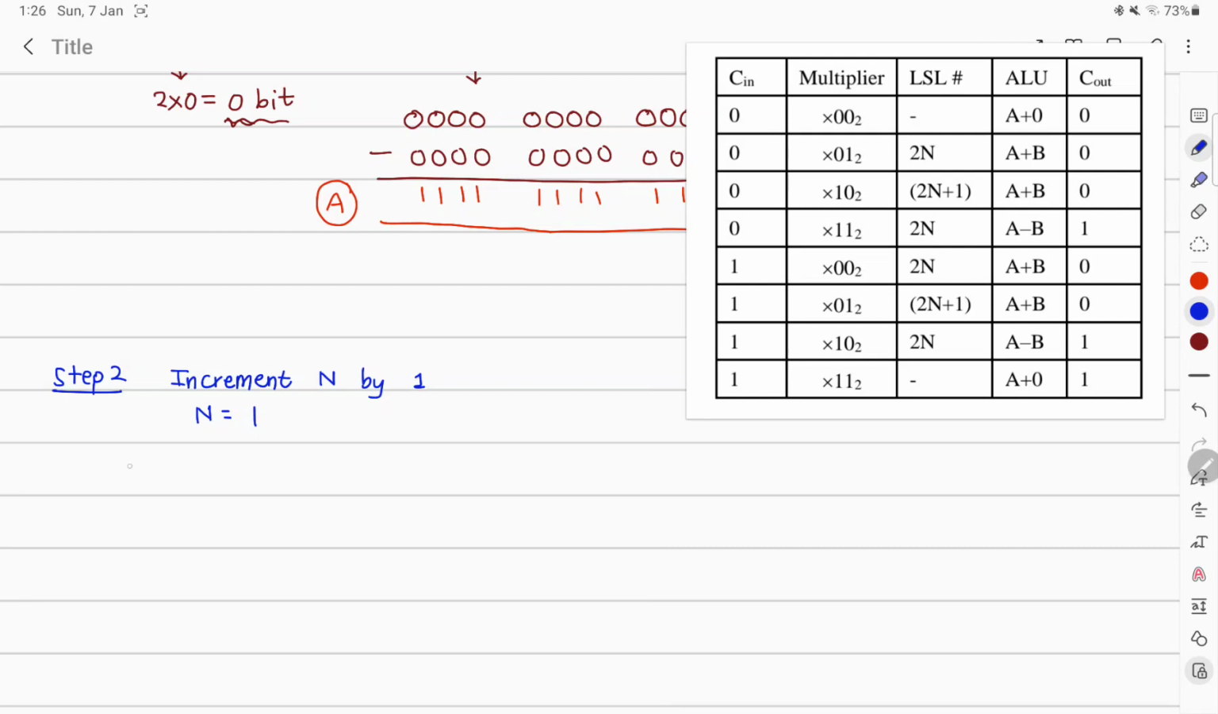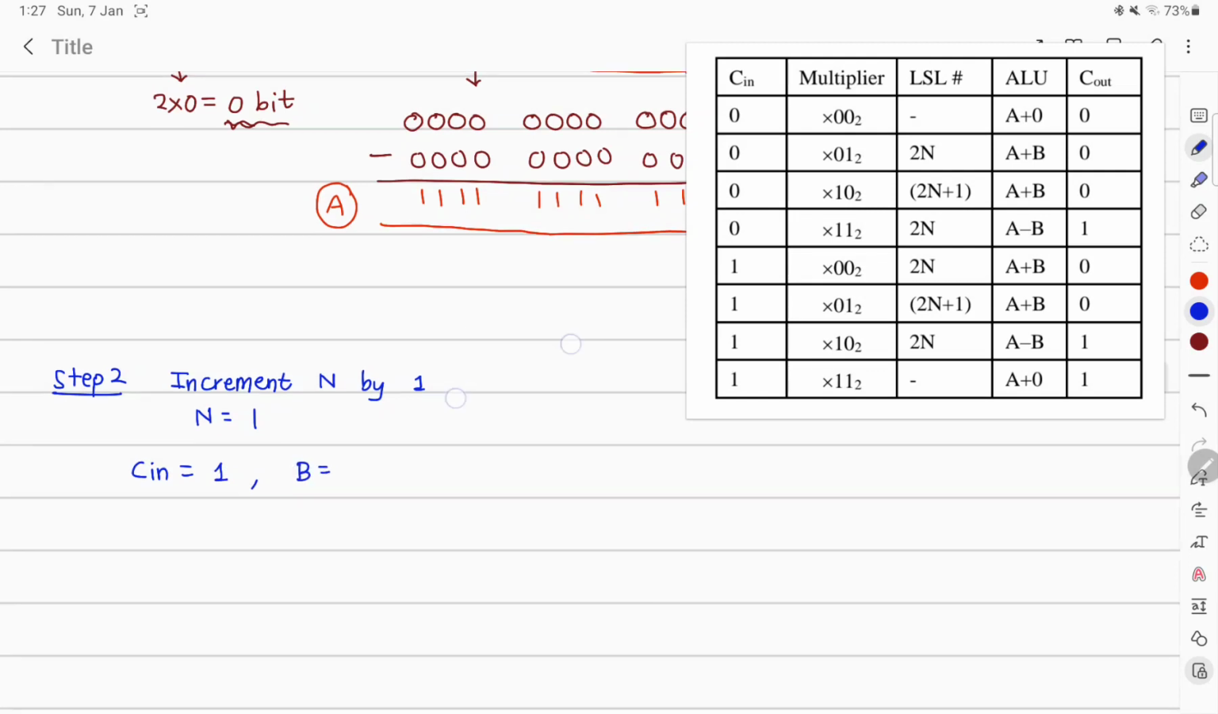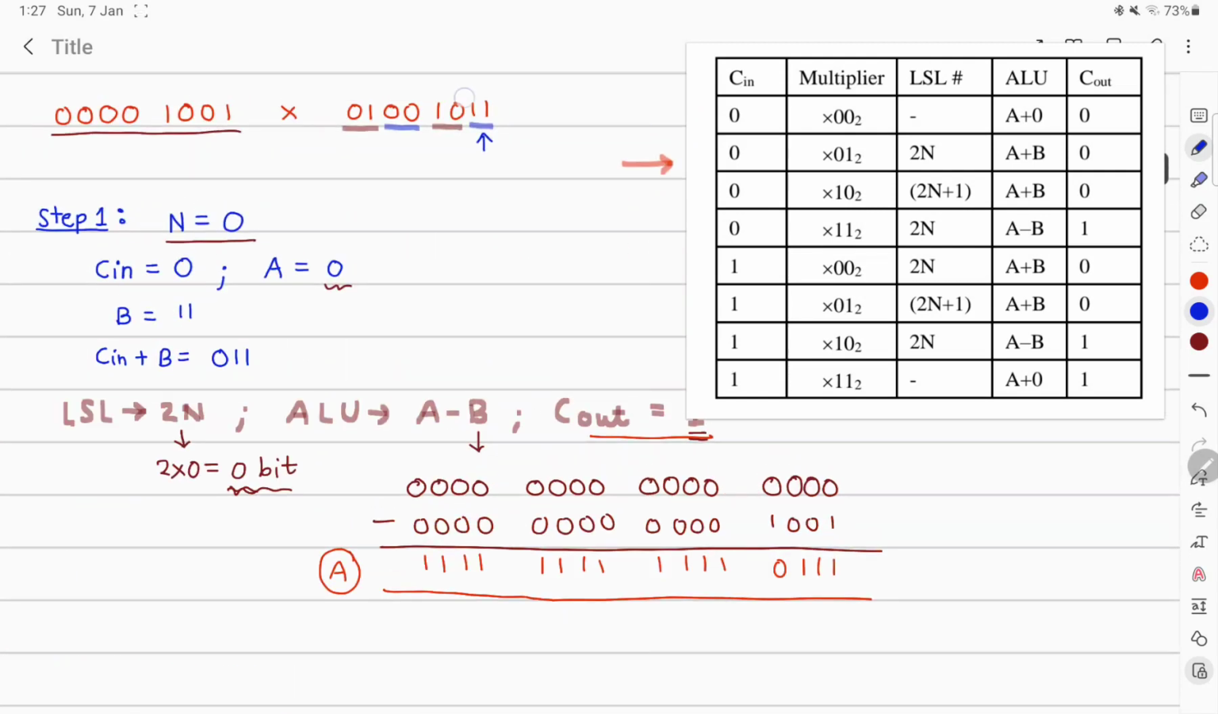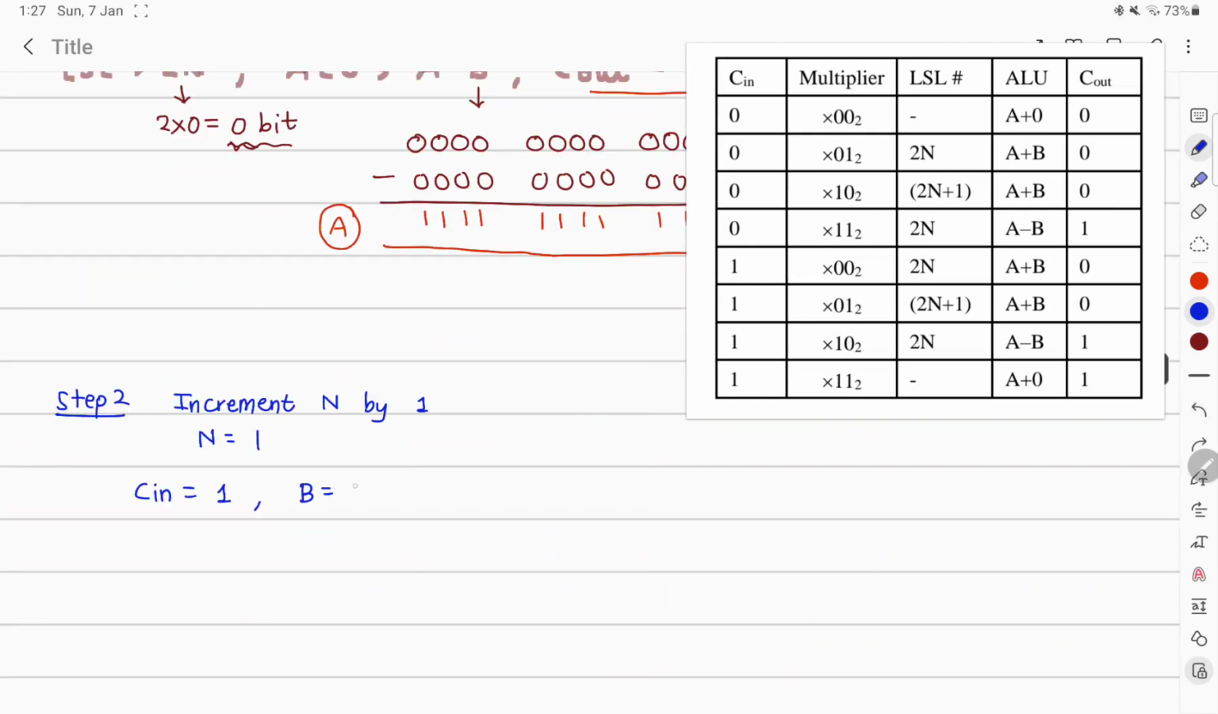So now what is your C in? C in was C out of the previous, which is 1. What is your B? B is your multiplier, which is 1 0 now. We have taken 1 1, now we will take 1 0. So what is C in plus B? It is 1 1 0.